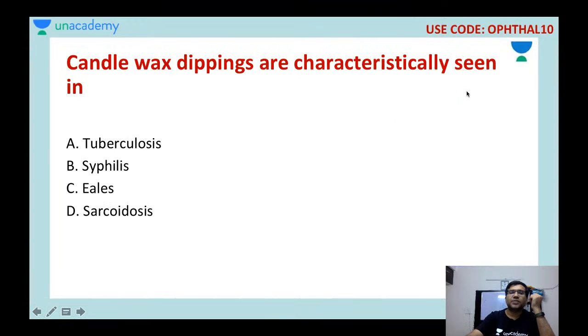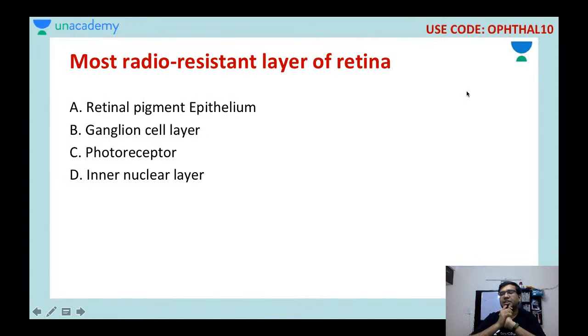So the next question comes to the radiation effects on the retina. The question is, the most radio-resistant layer of the retina is, your options are retinal pigment epithelium, ganglion cell layer, photoreceptor layer, or the inner nuclear layer. Try to answer.